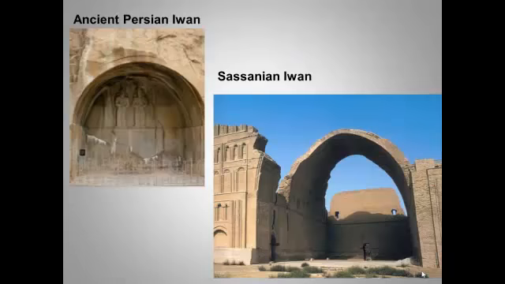Now, the original term Iwan was actually related to the Apadana, remember the audience hall at Persepolis, and it referred to its openness to the elements on one side. The Sasanians added the innovation of domed Iwans. You see remnants of such an Iwan here.